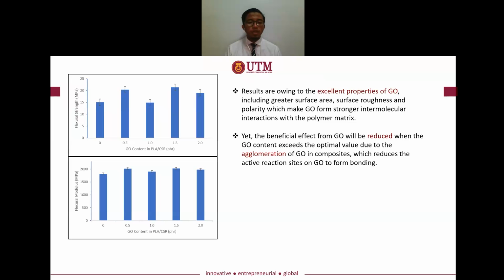Yet, when we further increase the graphene oxide content, we can see that the flexural property is reduced. The explanation behind this is agglomeration of graphene oxide in the composites, which reduces the active reaction sites on graphene oxide.